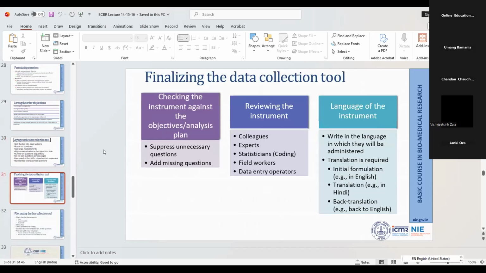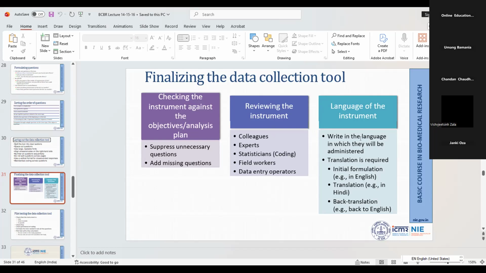And after laying out the data collection tool, we will finalize our tool. It is done by checking the instrument against the objective. If there are some unnecessary questions which are not related to our objective, we should remove them and add some missing questions if there are any. Review the instrument with colleagues or experts in that area, a statistician for the data entry and coding, and field workers who are going to ask the questions. If they are having any difficulty in asking questions, so review is important for finalizing the tool.